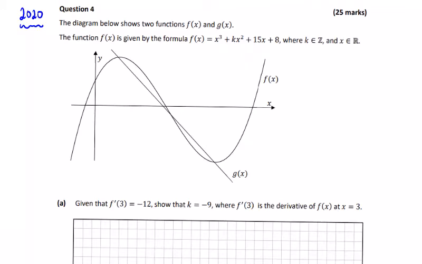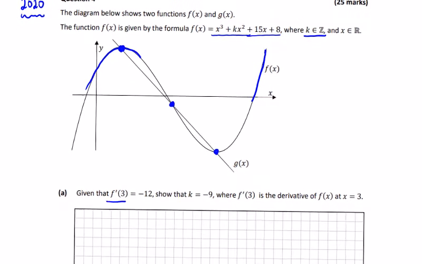2020 question 4. We're given this diagram and the function f of x, a cubic, which has points of intersection with a linear function. You can see that there are 3 of them. We're given f of x to be x cubed plus kx squared plus 15x plus 8, where k is an integer, and we're given that f prime 3 is equal to minus 12.